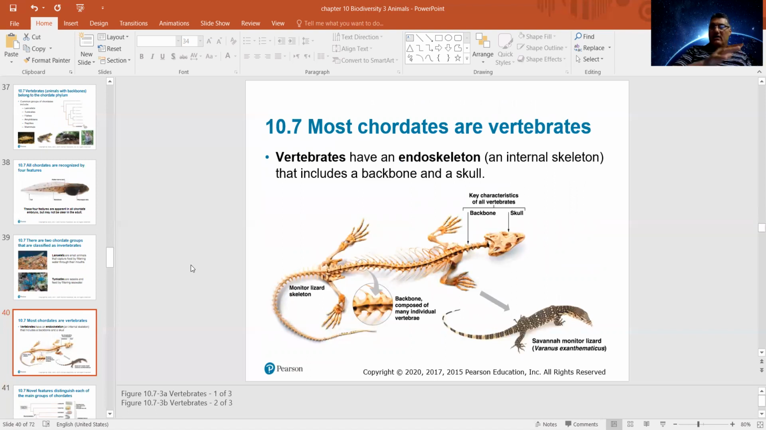Any other chordates are vertebrates. So now we're talking about the vertebrates. When we say vertebrates, we're talking about an endoskeleton. Endo means internal. Exo means external, like arthropods, something else. The vertebrate has an endoskeleton, an internal skeleton, which is the backbone plus the skull. This is the skull, and starting from here, all of this is called the backbone. If you look at our skeleton, you will see this vertebral column in the back. This is called the backbone. So skull plus backbone.